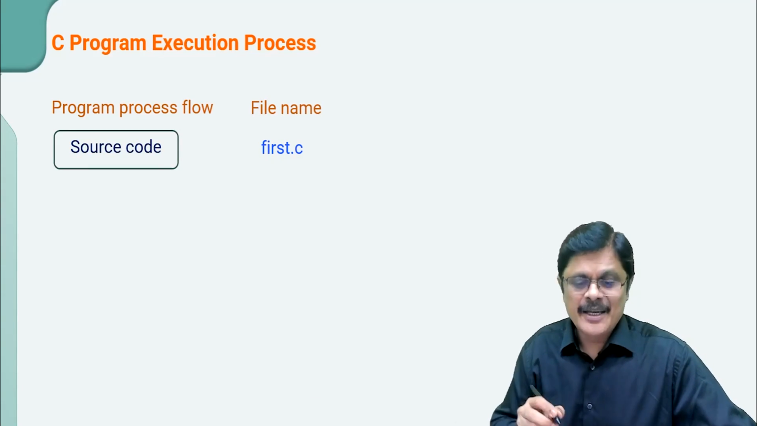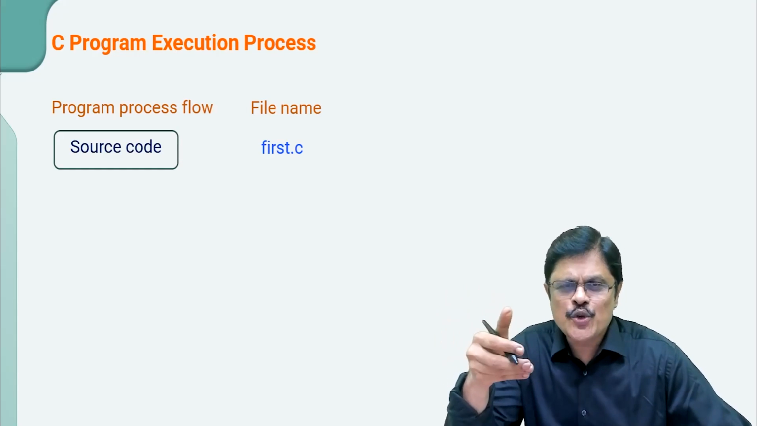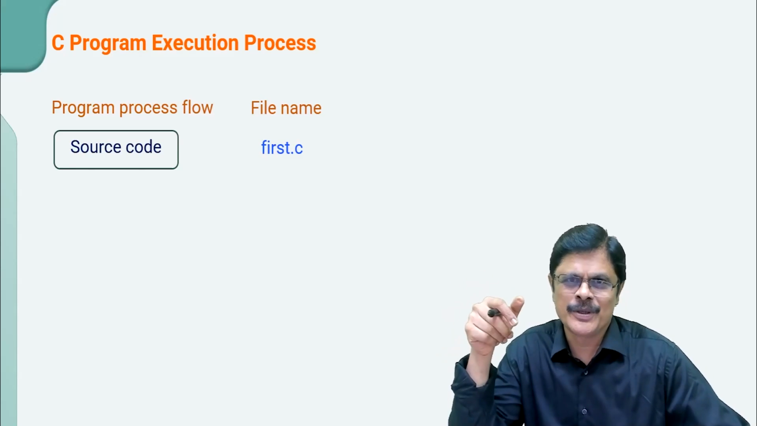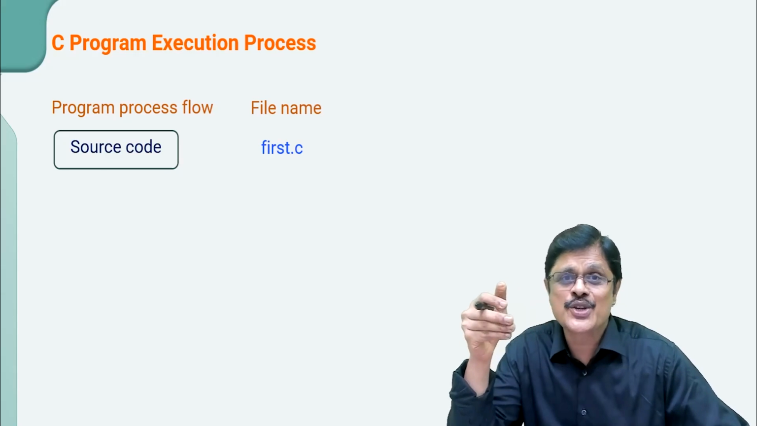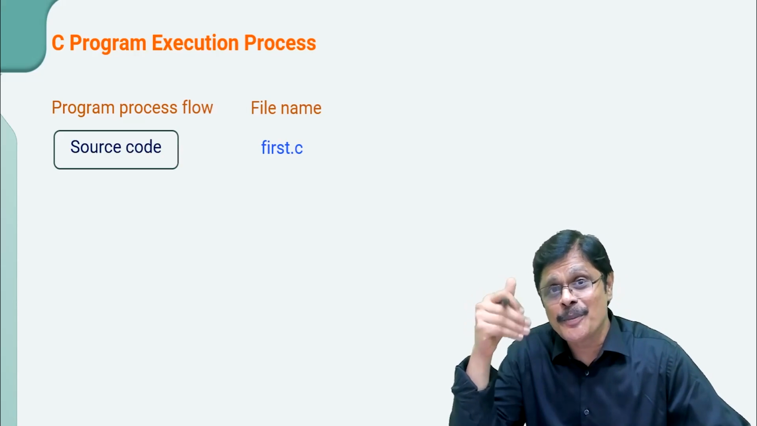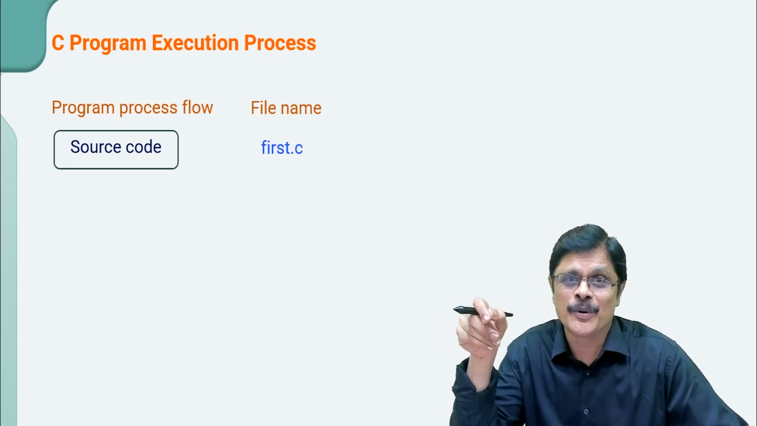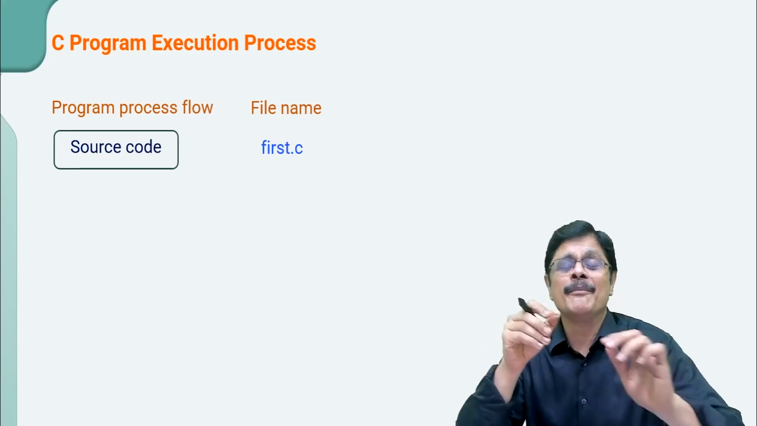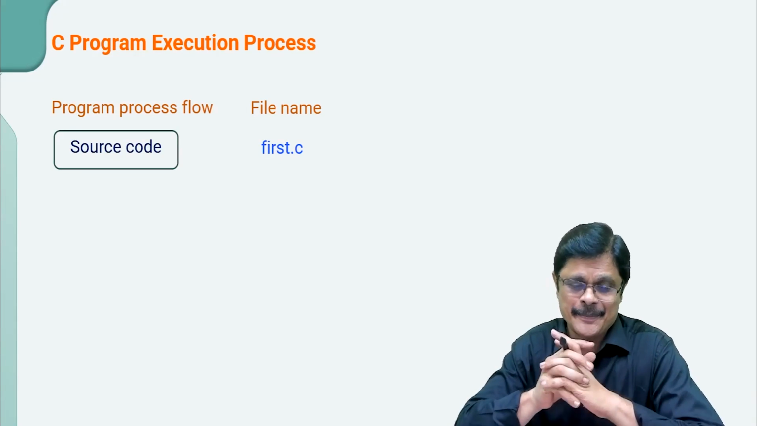Now let us see the C program execution process. Normally we write our source code in some IDE or some online compiler, and when you run, you get the output. But we try to understand the internal process, how actually the program is preprocessed, compiled, converted to assembly code, then converted to machine code, then converted to executable code, and finally you get the output. So the complete C program default execution process we try to understand in this session.